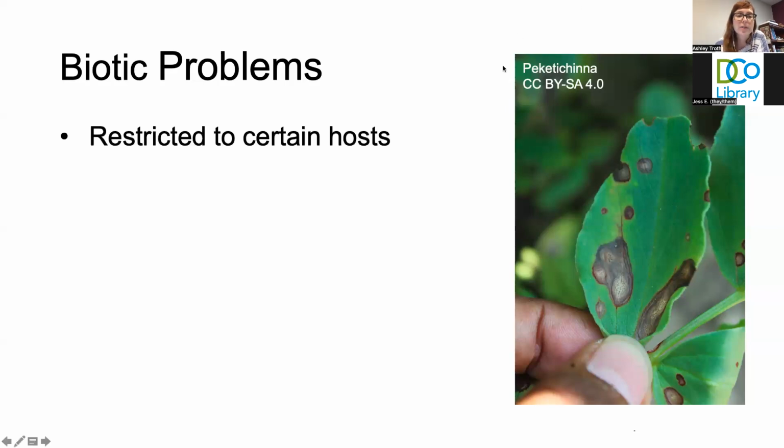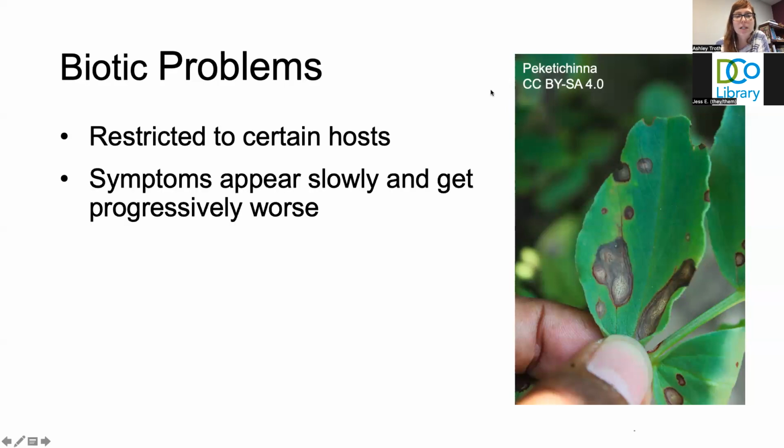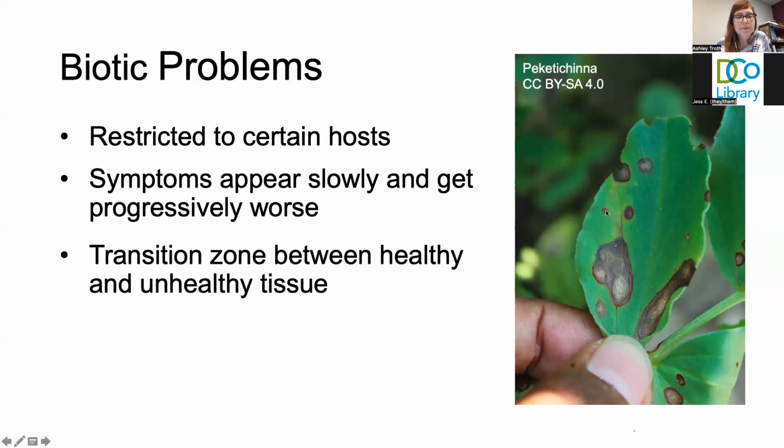So biotic problems are typically restricted to certain hosts. That's because most of our diseases and pests are adapted to only attack certain things. The symptoms tend to appear slowly and get progressively worse, right? So like each one of these little spots started as a spot even smaller than that. And then this was probably like 1, 2, maybe 3 spots that are slowly running into each other. But it started small and it started getting worse. The transition zone between healthy and unhealthy tissue is absolutely evident, right? So here you can see this is actually dead. This is actually the growing edge where the fungus is actively growing, right? And then you can also see that it's starting to impact some of this tissue around here.